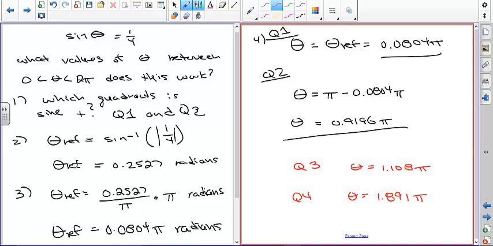And if you divide 0.3398 by pi, you get 0.1082. And so your reference angle is 0.108 pi. So your third quadrant solution is 1 plus 0.108, so it's pi plus the reference angle. And then the fourth quadrant solution is 2 pi minus 0.108 pi, which is 1.891 pi, if I did that correctly.